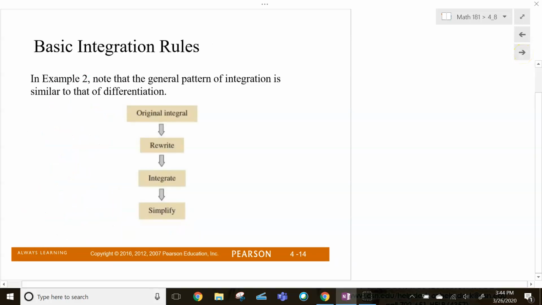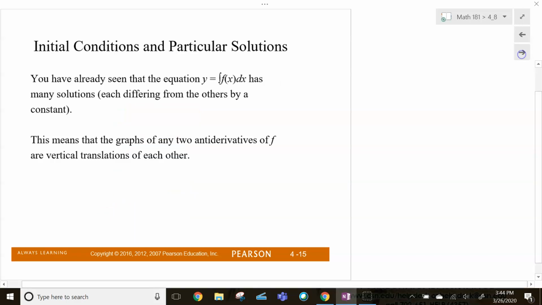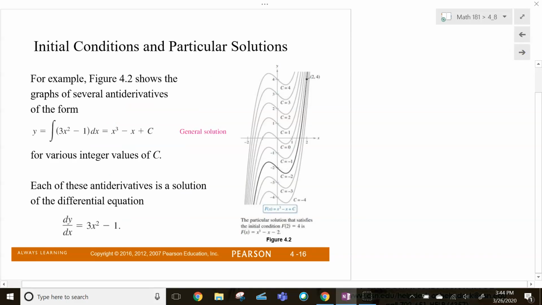So we're going to take the original integral. We're going to possibly rewrite it. We're going to run the integral with our rules. And then we're just going to clean it up, simplify it algebraically. Okay. All right, so the initial condition.